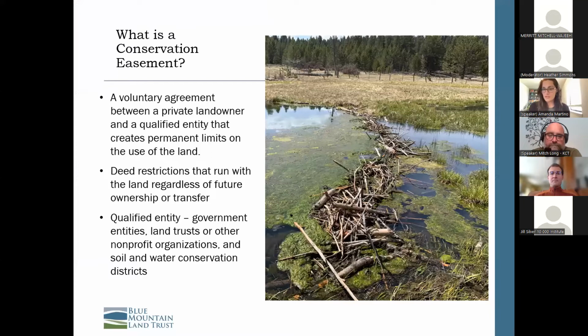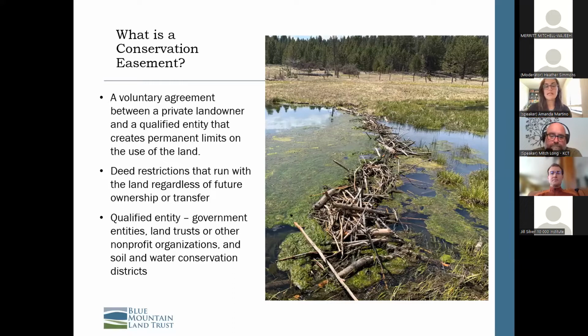So what is a conservation easement? A conservation easement is a voluntary agreement between a private landowner and a qualified entity that creates permanent limits on the uses of the land. Those are deed restrictions. They're recorded with the county and they run with the land regardless of future ownership or transfer. So that landowner maintains ownership of the property and can sell the property, leave it to their heirs, etc. But those restrictions in that easement stay in place regardless of that transfer.